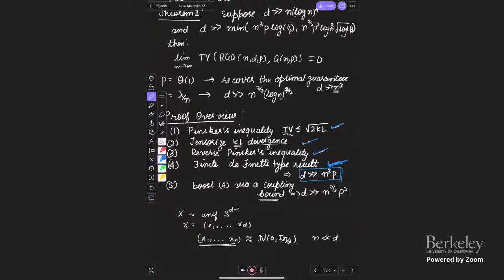Now we can continue our study here, and we realize that we can make it much better. In the case where p is lambda over n, this gives us a d larger than n cubed, rather than an n squared type threshold. We can actually do better than this by adding one more step of coupling here, which I'll describe now.